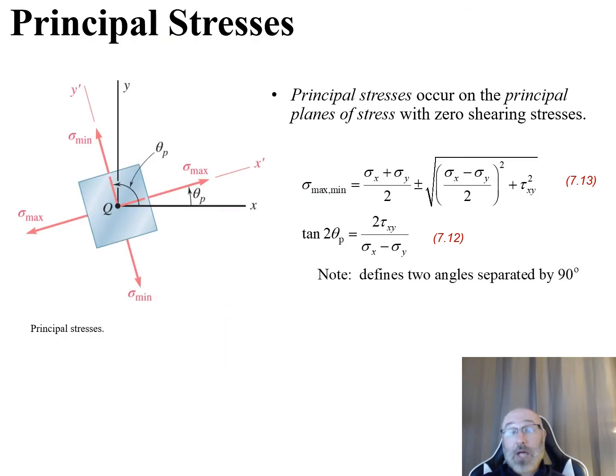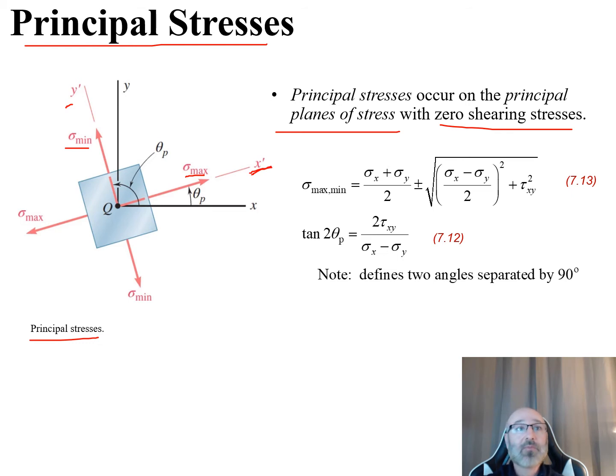So continuing on to the topic of our principal stresses right here, one thing I want to note is the principal stresses occur in the principal planes of stress with zero shearing stresses. So let's take a look at our diagram over here for our principal stresses, and we can see along our x prime and our y prime axis, this is where we have our sigma max and our sigma min right there. So the max is occurring along this right here for our x prime axis, and our minimum stress here is occurring along our y prime axis right there. And we know that there are no shearing stresses in this diagram right here for our principal stresses.